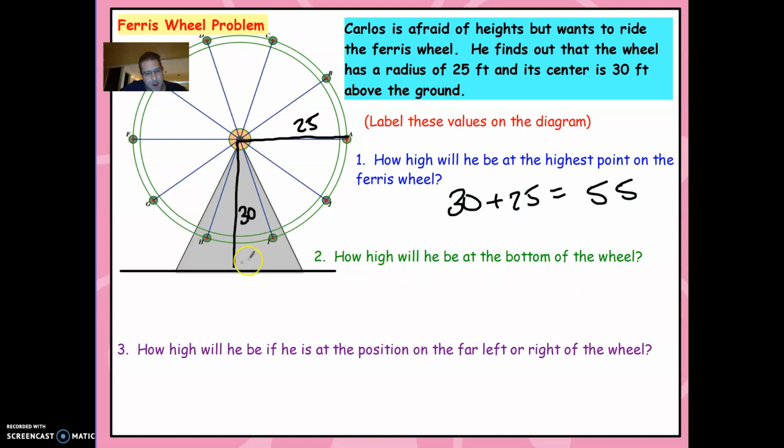How high will he be at the bottom? Well, it's 30 feet to get to this point, and then you go back down 25 feet, so 30 minus 25 equals 5 feet high. So this point's only 5 feet high. This point would be 55 feet high. But those are not two of the locations that we are looking for. How high will he be if he is at the position on the far right or the far left? Well, that's position A and position F. He'll be 30 feet high because position A is the same height as the center height, and position F is also the same height as position A.